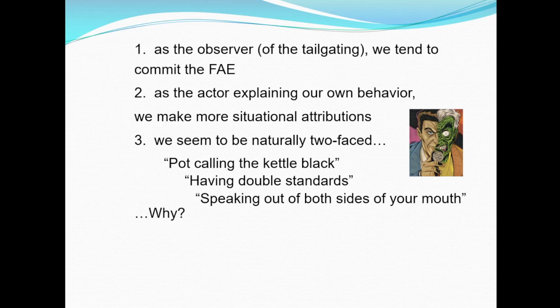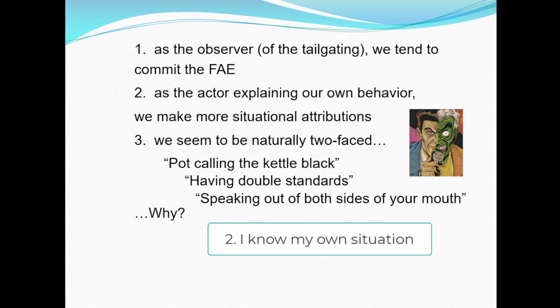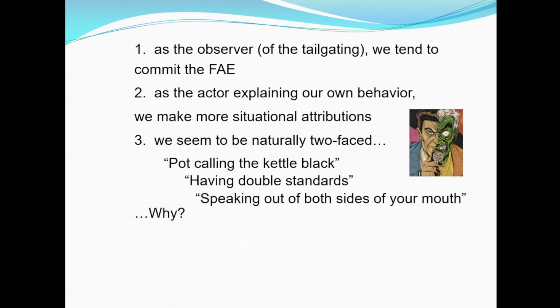A second reason, I'm wondering if any of you are thinking about it. A second reason for the actor-observer bias is because I, as the actor, know my own situation better. If you're the tailgater, you know why you're tailgating. If I'm observing you from the side of the highway or from some other car, I don't know why you're tailgating, but you know why you're tailgating. And so if I'm the actor and I'm tailgating, I have more information about my own situation. So the second reason for the actor-observer bias is that the actors know more about their own situations. Duh, right?